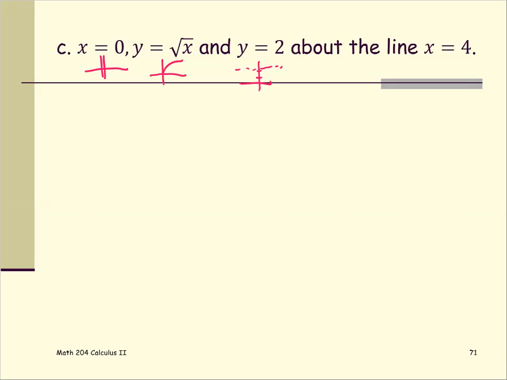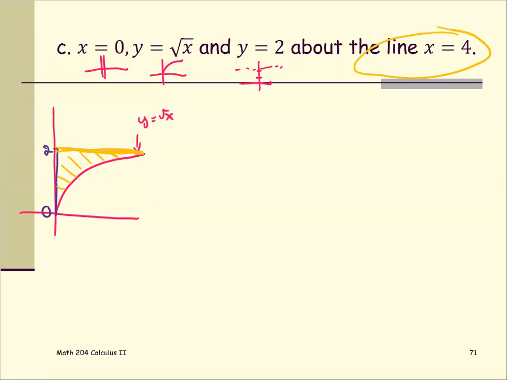When you put them all together, let me do it real quick here. This one is y equals square root x, the vertical line, and the line y equals 2. So this is 0, this is 2. And you can see the region bounded by these graphs. Once you identify the region bounded by these graphs, next you see where is the axis of revolution.